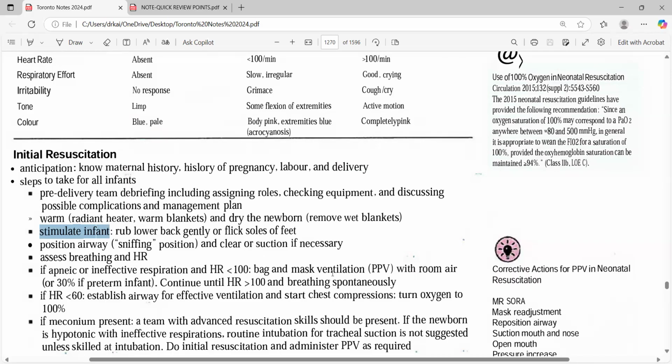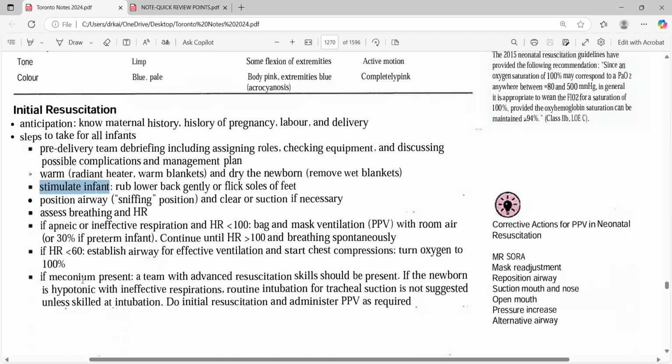Then start with the bag and mask ventilation with room air. If the heart rate is less than 60 despite effective ventilation, start compression. If meconium is present, then you have to do the resuscitation skills. If the newborn is hypotonic with ineffective respiration, then go for the intubation. Do initial resuscitation and then administer PPV. Okay, so corrective action for PPV is basically mask, then reposition, suctioning, open mouth, pressure, and alternative airway.